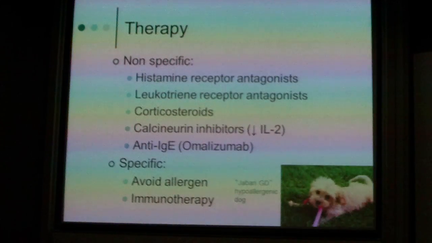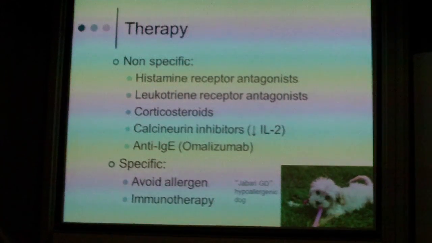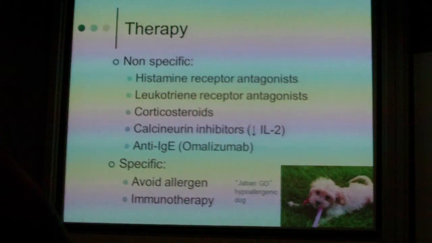one. So therapy: histamine receptor antagonist, we know about that, that's the antihistamine treatment. Leukotriene receptor antagonist, corticosteroids, anti-inflammatory. Calcineurin inhibitors decrease IL-2 production, so they also decrease the activation of T cells. And of course, anti-IgE therapy, biologicals, omalizumab, an antibody which is taking out all your IgE, so also the IgE which is responsible for your allergic reaction.